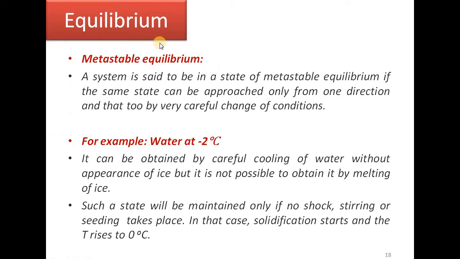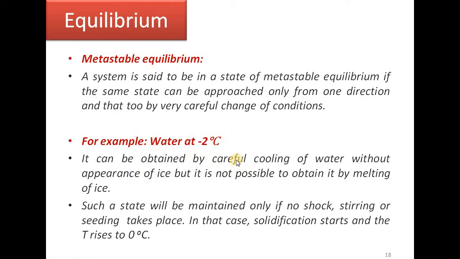Now, what do we mean by metastable equilibrium? A system is said to be in a state of metastable equilibrium if the same state can be approached only from one direction, and that too by very careful change of conditions. Very slow change of the condition will lead to the metastable equilibrium. For example, we want to get the state of water at -2 degrees Celsius. So very carefully, below 0 degrees Celsius, we are getting the state of water at -2 degrees Celsius. So this is supercooled water.